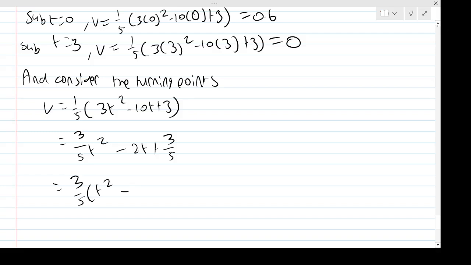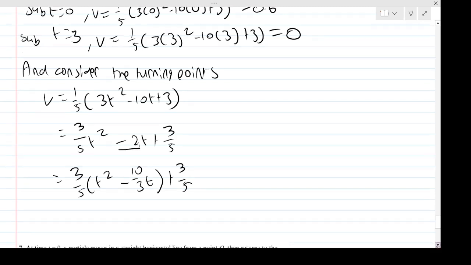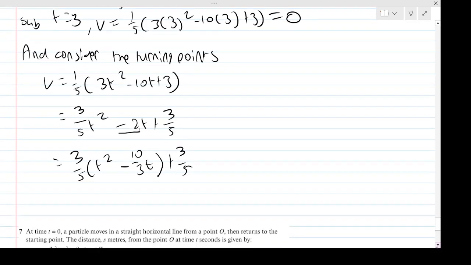To work out how the t will factor, if I do minus 2 divided by 3 fifths, I get minus 10 over 3. Then I add the 3 fifths. I leave the number outside. I don't bother factorising that. And so then if I complete the square in here, I'm going to get 3 fifths of t minus 10 over 6 if I half that, all squared. Take away, then 10 over 6 all squared is 100 over 36.